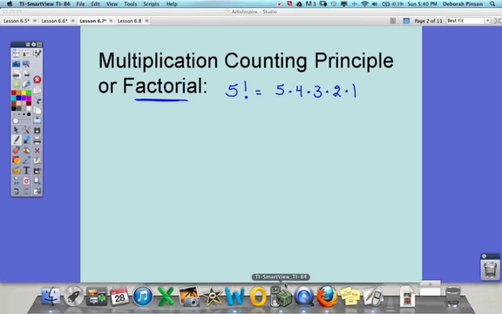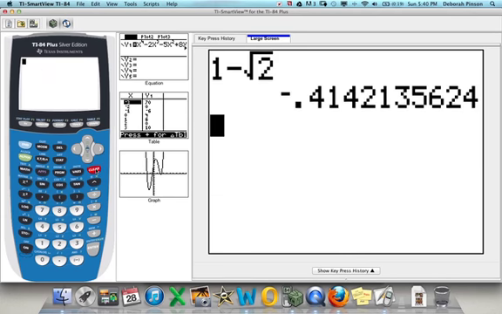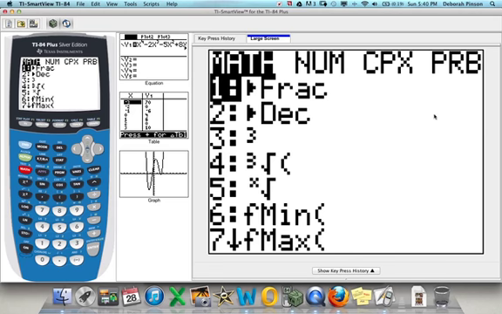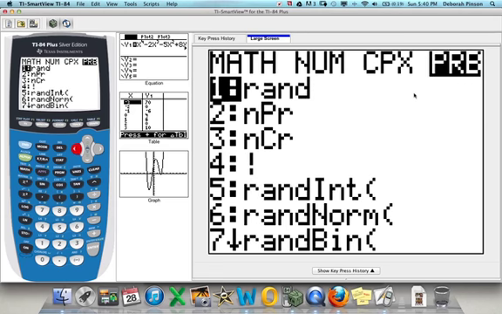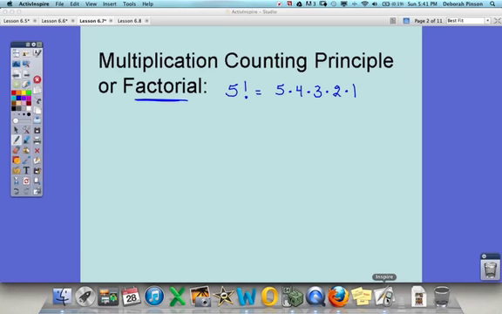Now, let me show you how to do the factorial in your calculator. I'm just going to clear this out. So if I'm putting 5 factorial in my calculator, I'll do 5. And then to get my factorial, go to the math menu and over to probability. I think it's easier to hit the back arrow and it'll take you back around. You'll see number 4 is your factorial symbol. So 5 times 4 times 3 times 2 times 1 is 120. Okay, now we haven't used that yet, but that is factorial.